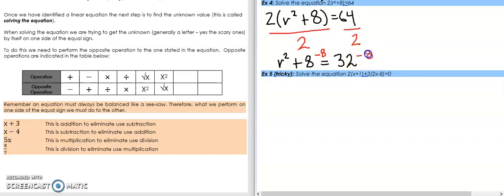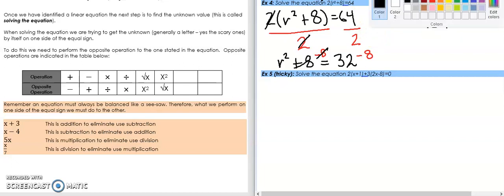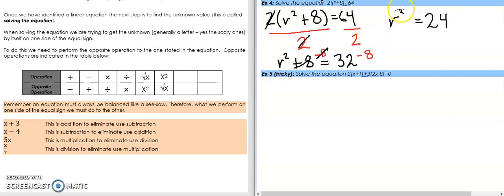So we minus 8 on both sides. Plus 8 minus 8 cancels out. We're left with r squared. And on the right hand side, 32 subtract 8, which is 24. Now, the opposite of squaring a number is to square root that number. And you've got the square root function on your scientific calculator. So all you'll do is just punch in the square root button and then put 24 in.